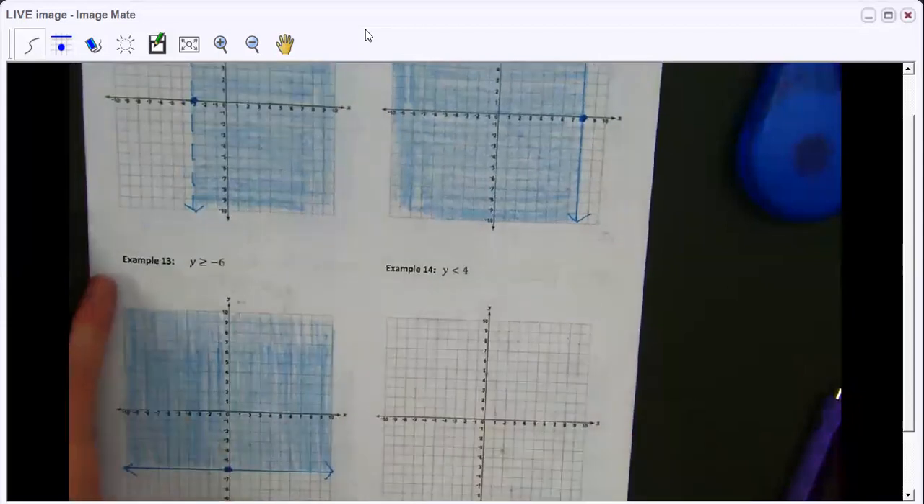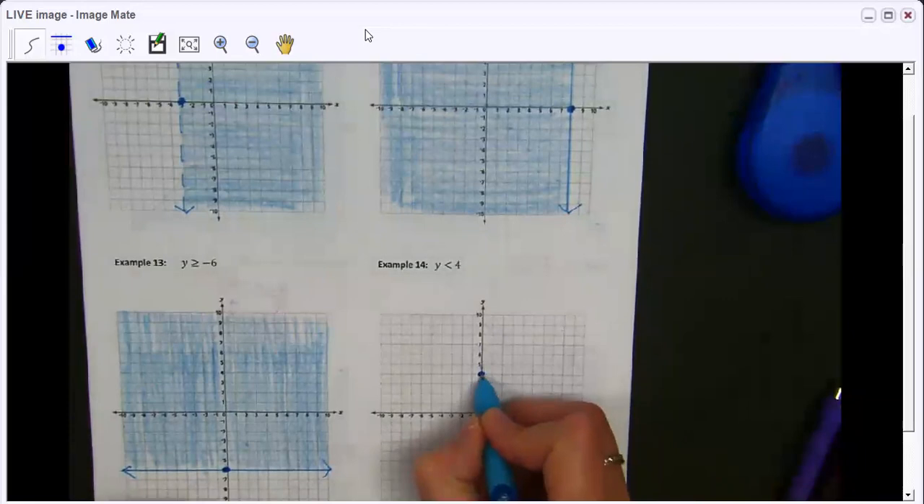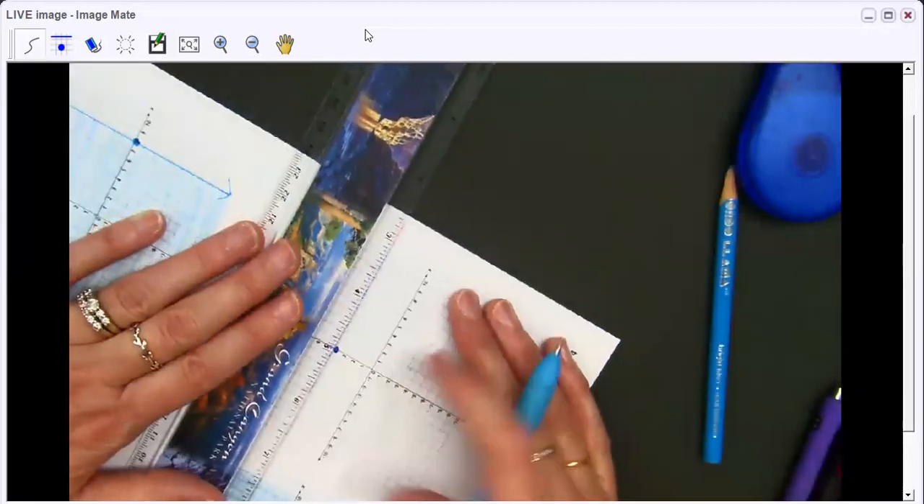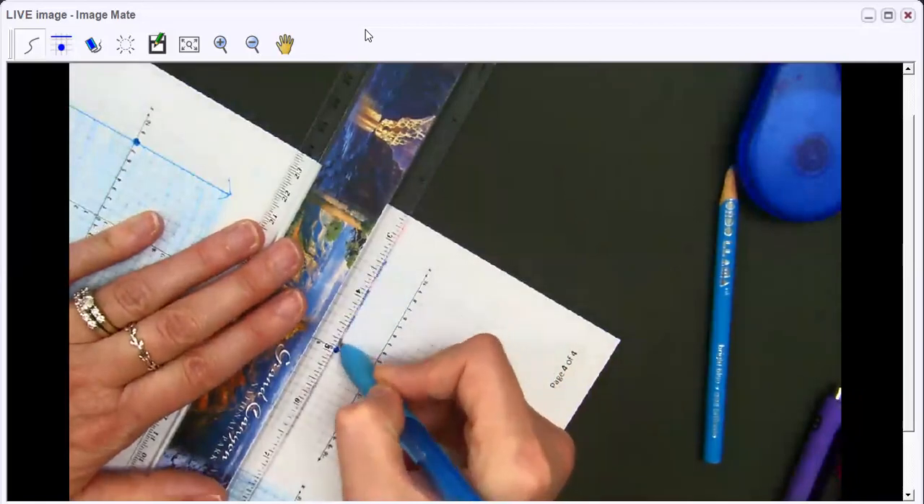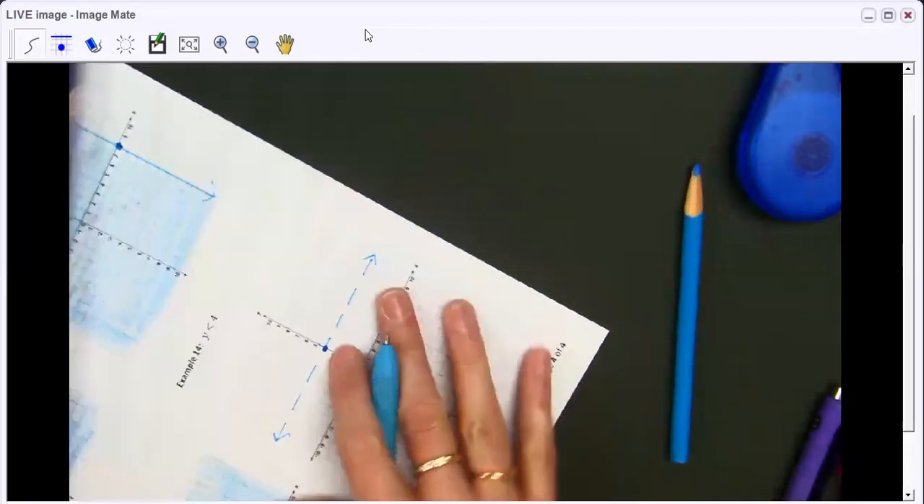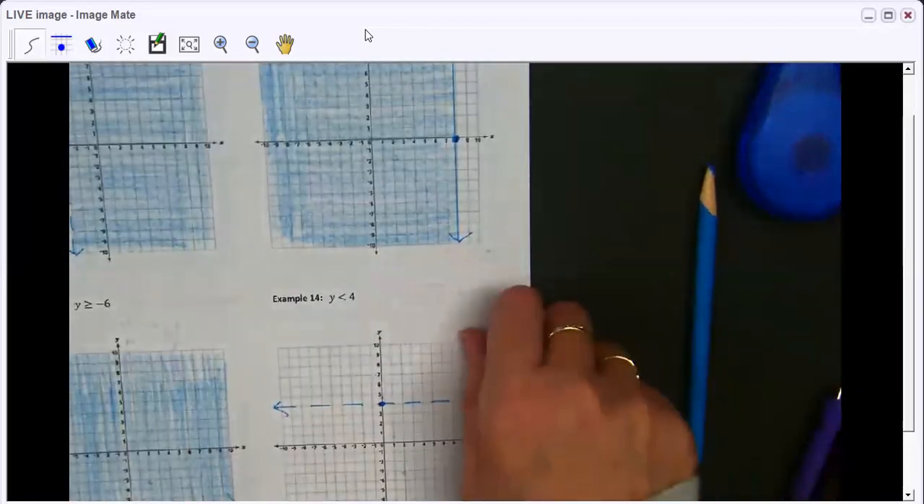Okay, I'm going to go ahead and do that last example. This one's going to be a dotted line or a dashed line. Shade below it, right? Yep.